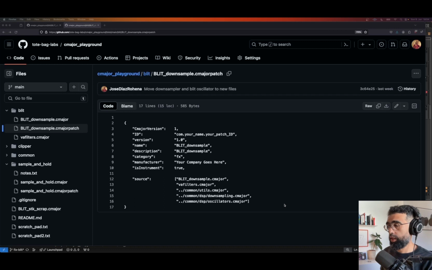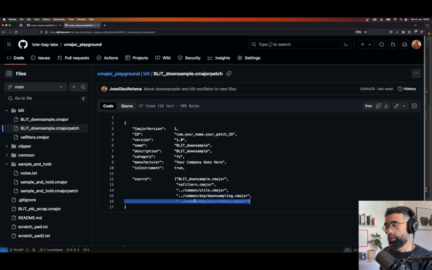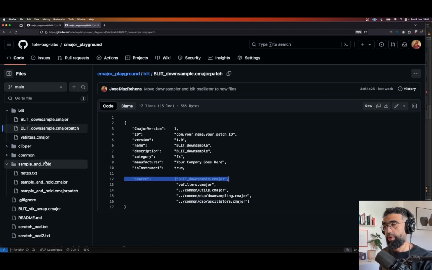The issue for me was that you see, this is the main file here, and these are all of the dependencies, all the files with code that is used by that patch. Cool. The issue was this dependency here, oscillators, actually isn't directly used by the main patch.